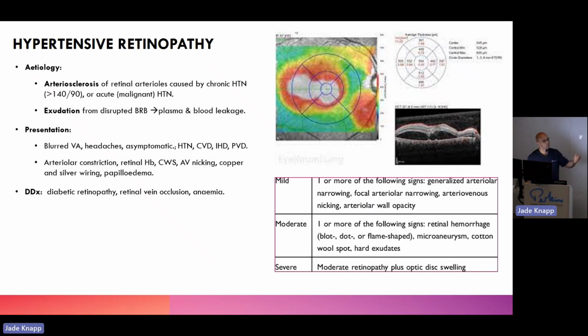What's the differentials here? Well, this is vascular disease of the retina, so your main differential is always going to be diabetes.